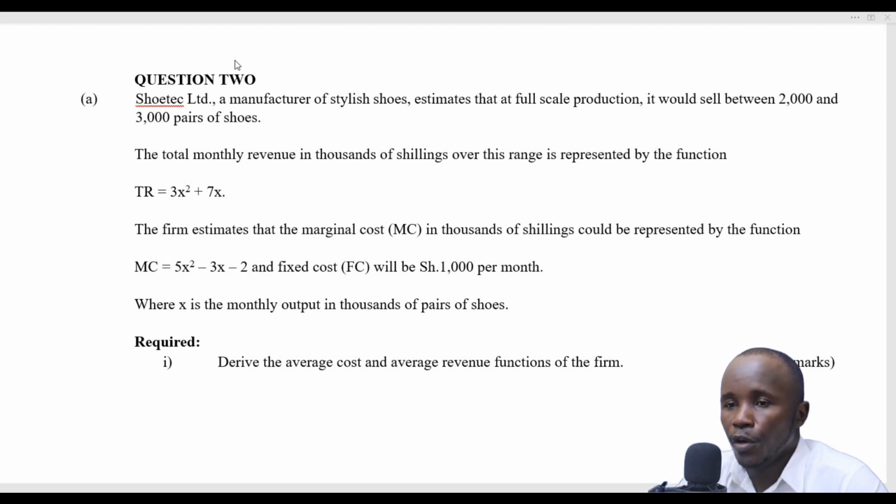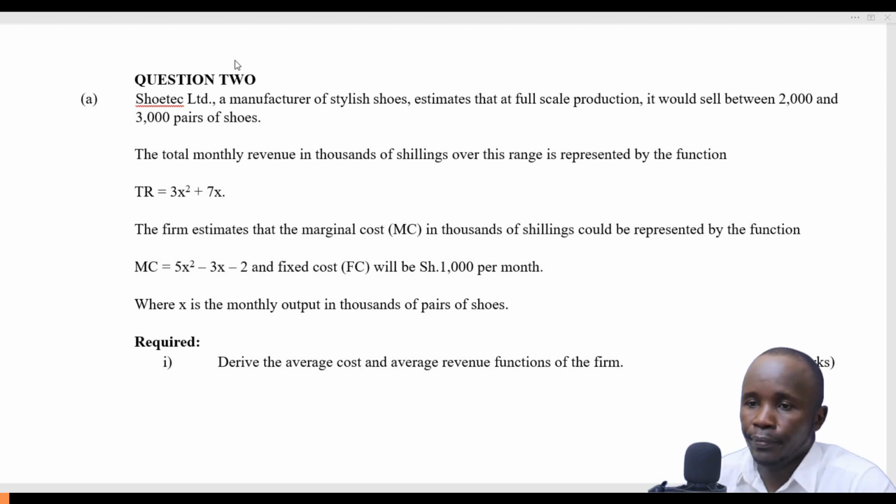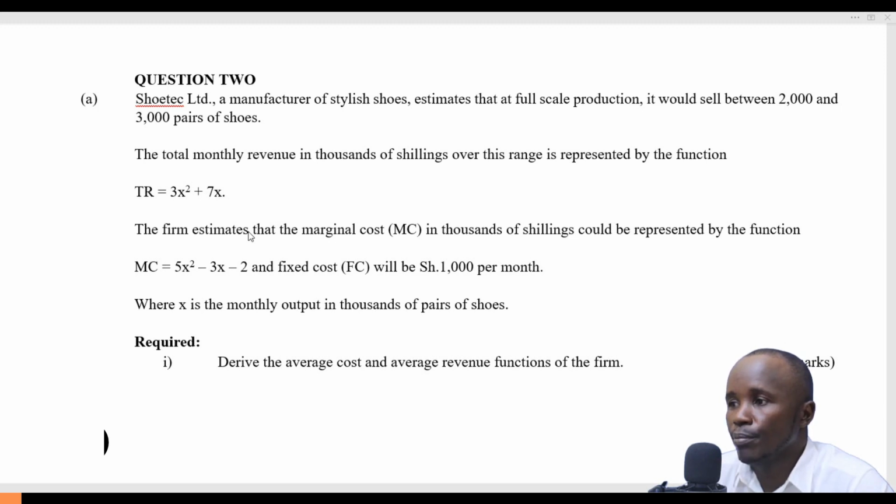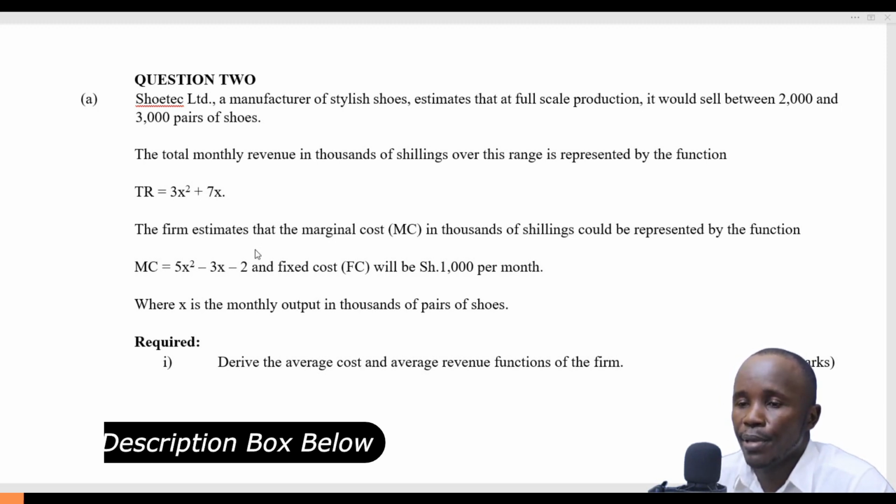In this video, we are going to look at a question that was tested in December 2022, question number 2. The question reads: Shontex Limited, a manufacturer of stylish shoes, estimates that at full-scale production, it will sell between 2,000 and 3,000 pairs of shoes.